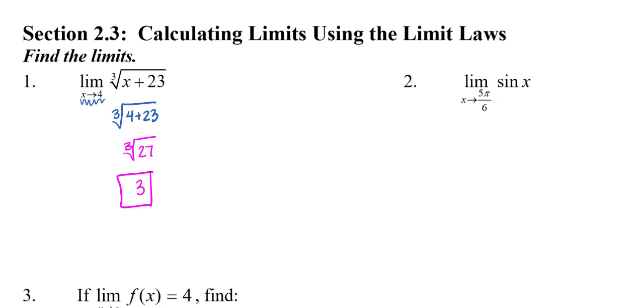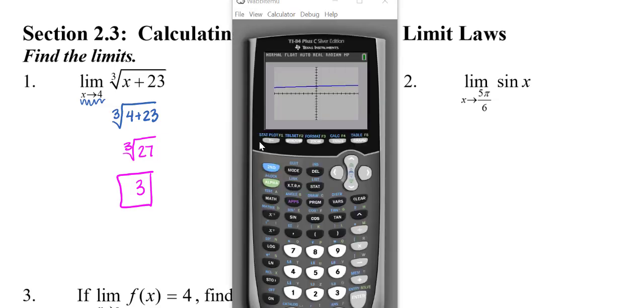So in this case, I could look at the graph of that cube root function as well, but I should be able to see that I will have a point (4, 3) on that cube root function's graph. I can show you that now. All right, so here's this cube root function. I just went to y equals, typed in the cube root of x plus 23, just as it appears here after my limit. Graph it in that standard negative 10, 10, negative 10, 10 window. And here's what I see.